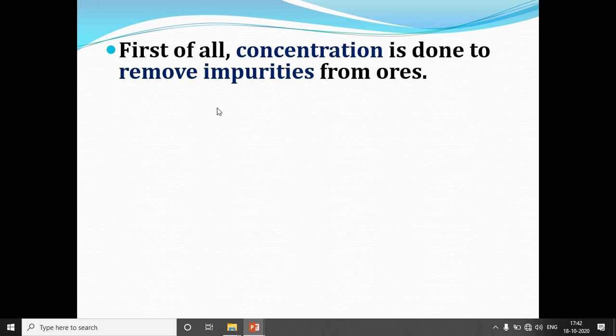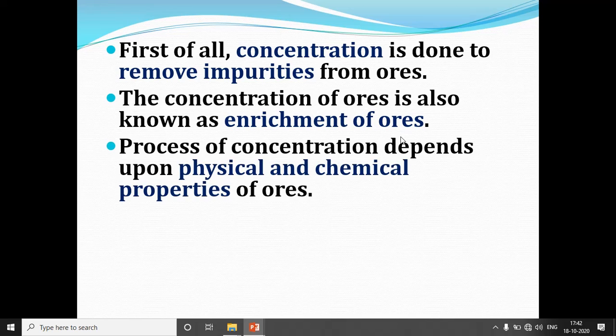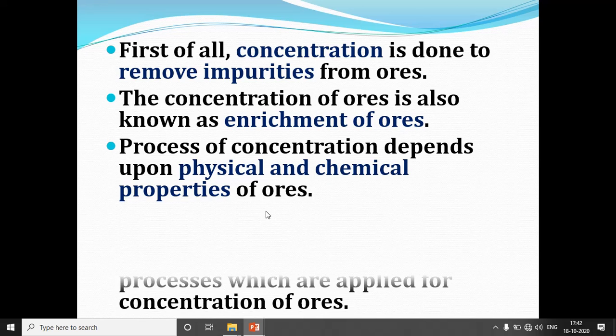Now, first of all, concentration is done to remove impurities from the ores. We know when we are mining the metal ores, it contains a lot of impurities. Impurities means dust, unwanted particles. So, concentration is done to remove impurities. The concentration of ore is also known as enrichment of ores. The process of concentration depends on physical and chemical property of ores.